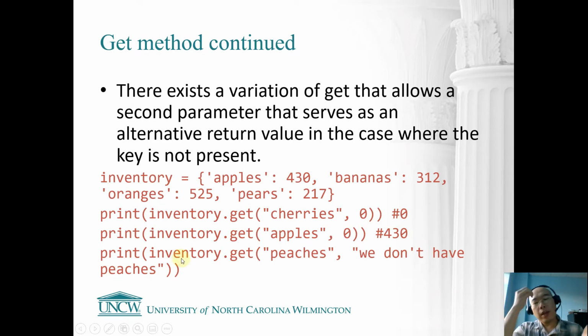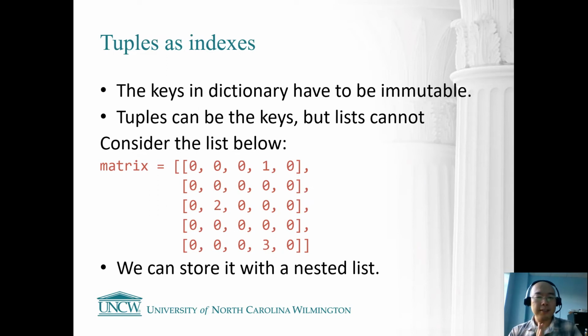And even fancier, we can do this. I want to get the peaches. If there are no peaches, then I can return a string, that is, we don't have peaches, and this works as well. So this gives you more flexibility when you try to grab a value using a key, and if the key does not exist, you can also tailor what the return value will be. Isn't it cool?